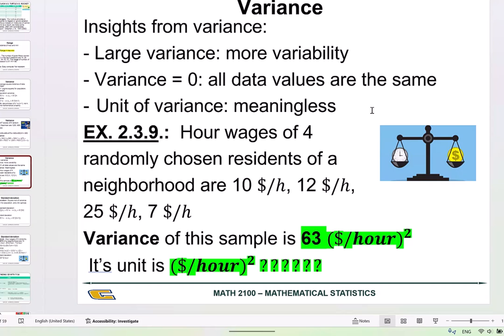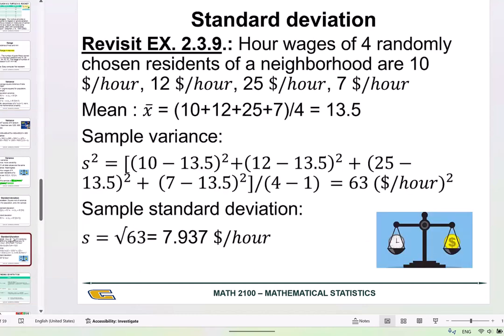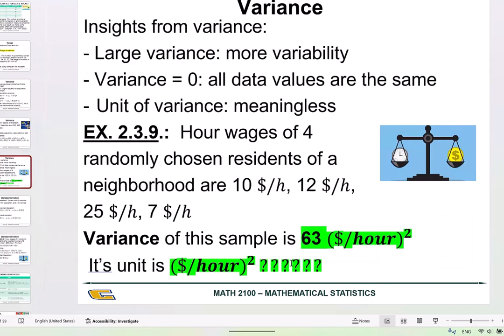So people have wages of $10 per hour, 12, 25, $7 per hour in the neighborhood. If you calculate the variance, you use each value, subtract the mean, and square it. So it will bring up the wage per hour, dollar per hour, subtract the dollar per hour average, and you square, and you get something called dollar per hour square. The dollar per hour square just doesn't tell you anything. It doesn't have any meaning. And in fact, for this data, if you calculate, you get about 63.